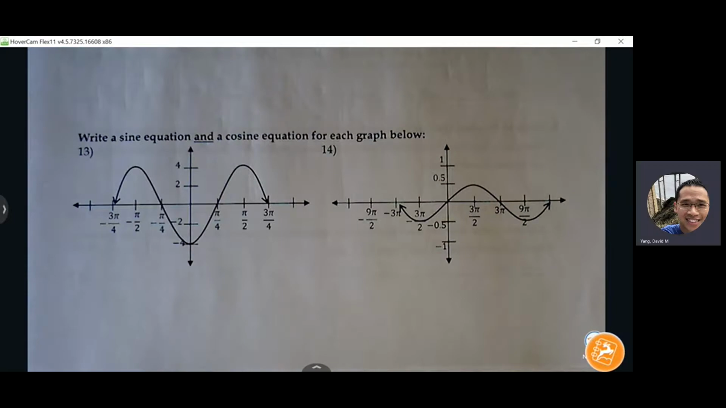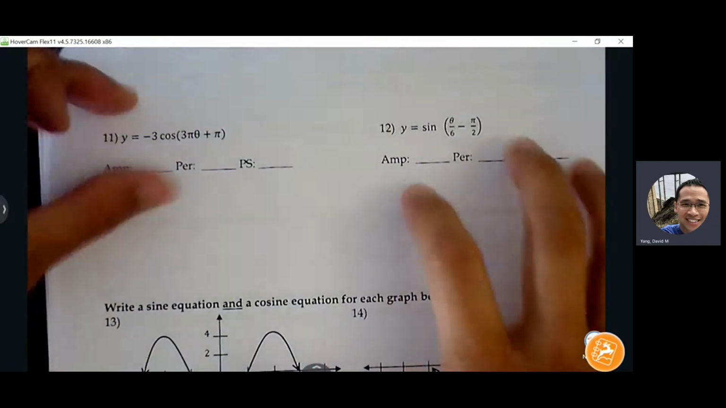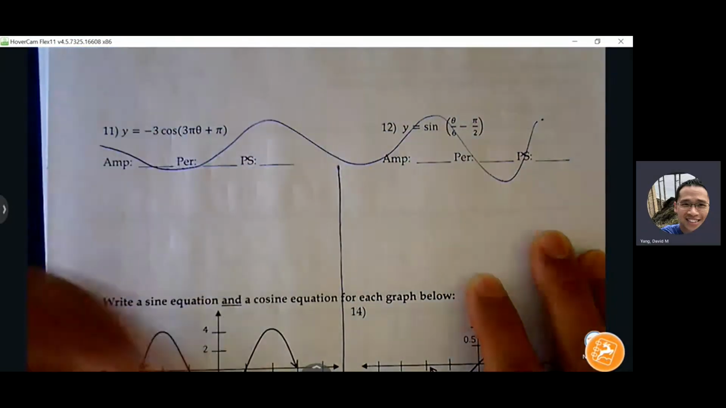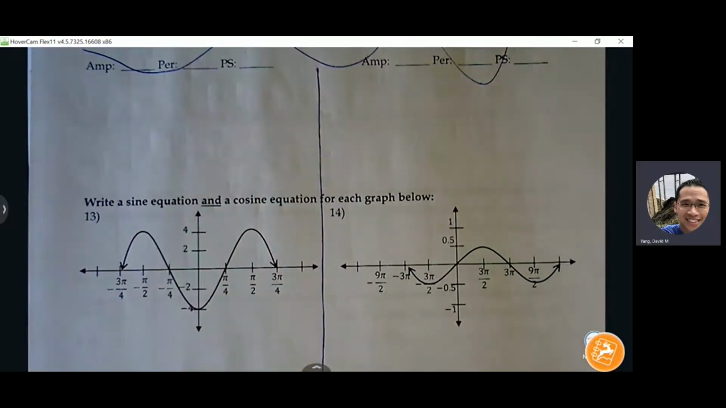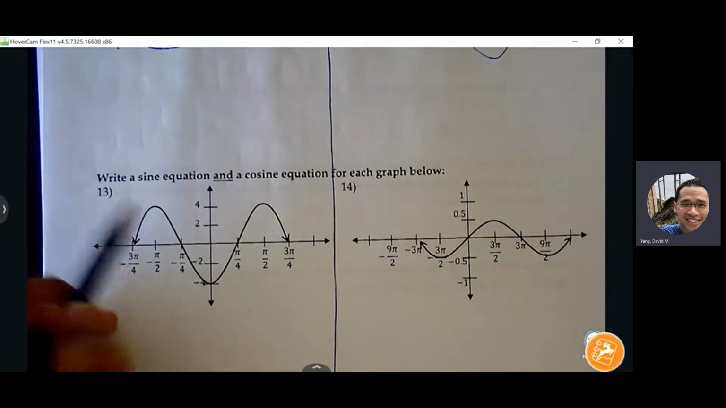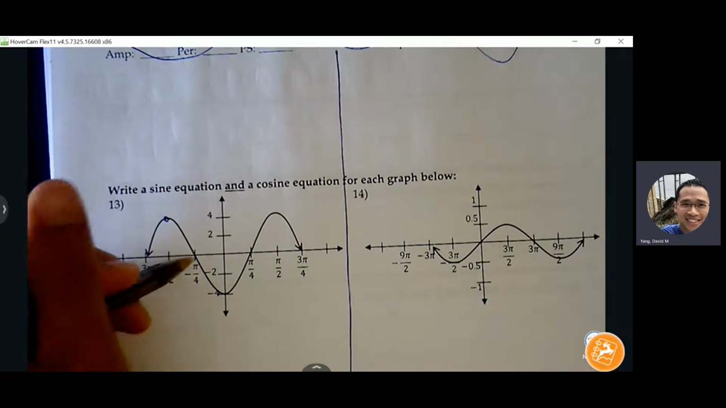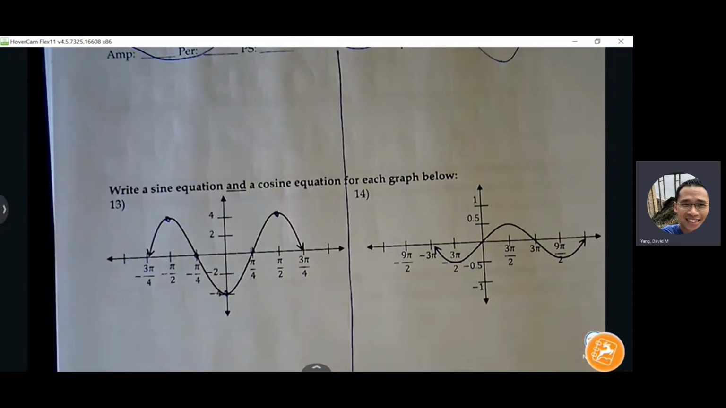13 says write a sine and cosine equation for each graph. Let's use the space above, since hopefully we didn't do anything in this space here. Let's cross out 11 and 12, and make sure that we have plenty of space for the work for 13 and 14. First, you can see that you can figure out where your 5 points are, right? You have your 5 points here, 1, 2, 3, 4, 5. There's your 5-point summary there.